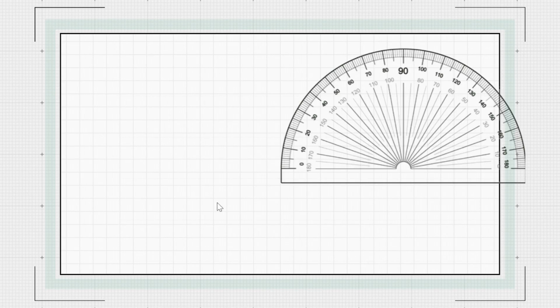Alright, welcome back. So right now we're going to look at just a basic lesson, a very short video on how to use a protractor to measure and classify different angles.